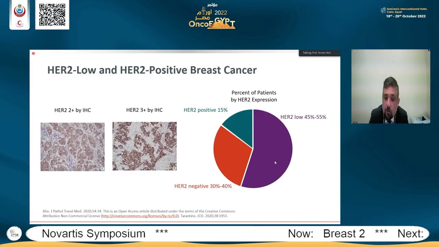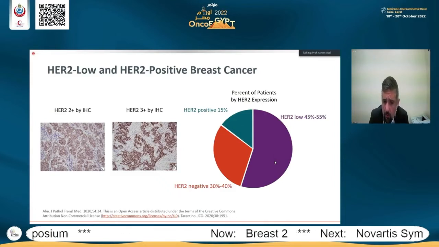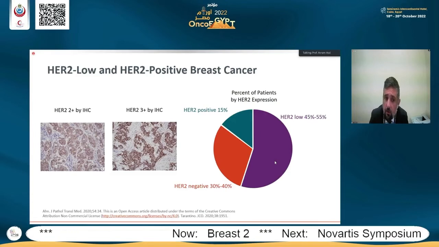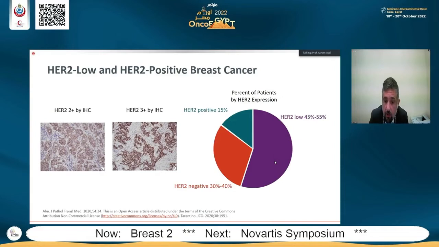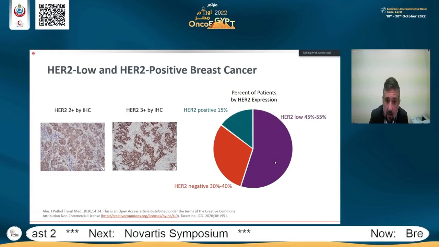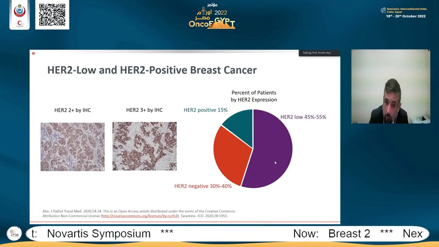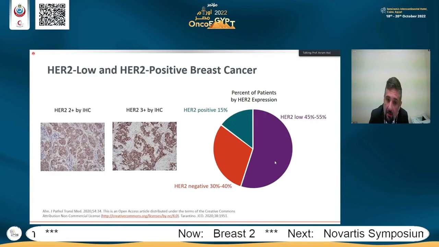The measurement of HER2 expression, as we all know, is done with immunohistochemistry and in situ hybridization. Now, HER2 1+ by immunohistochemistry and HER2 2+ with negative in situ hybridization are considered to be HER2-low.